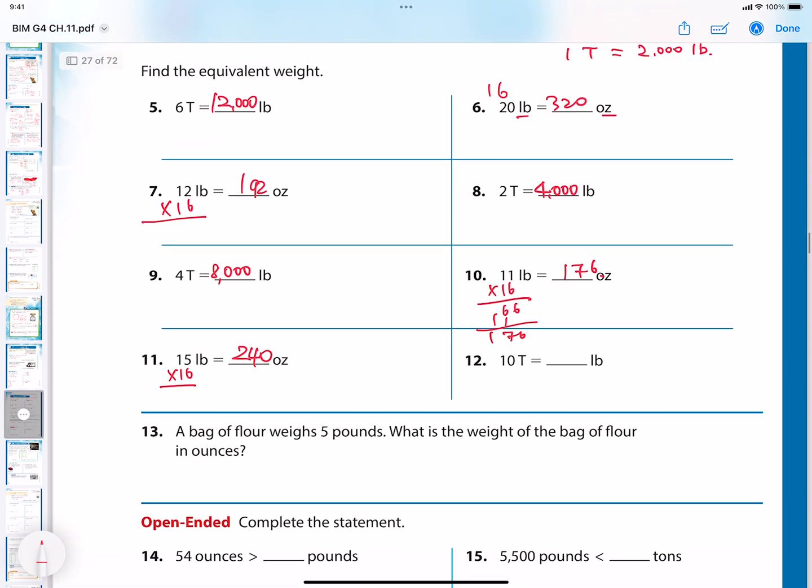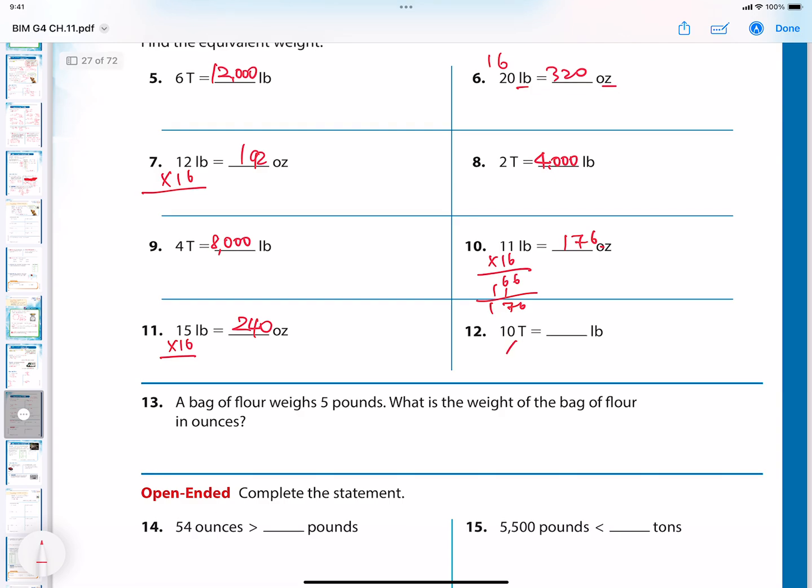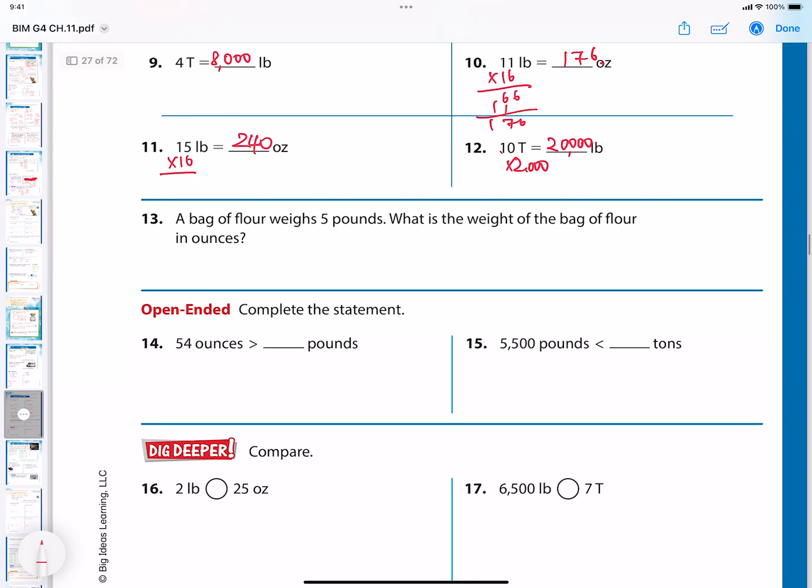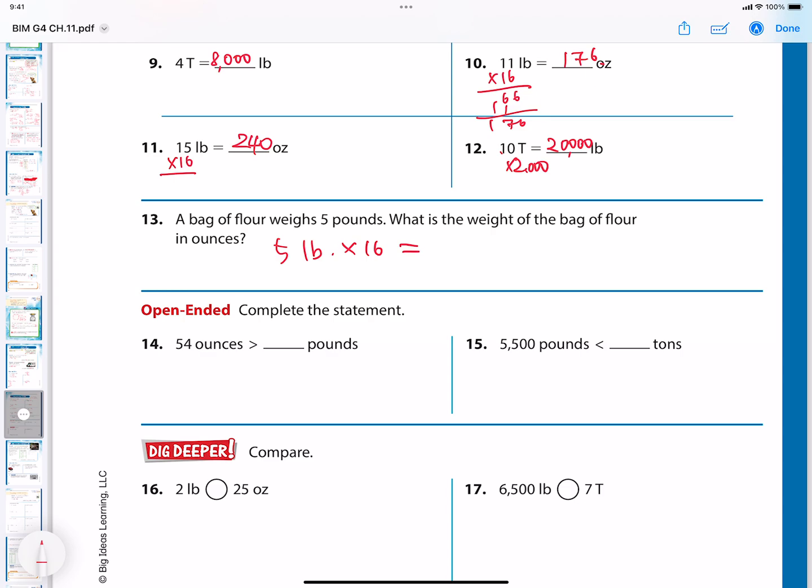All right, number 10. 10 tons to pounds. 2 times 1 is 2. And how many zeros? 1, 2, 3, 4. So 20,000 pounds. A bag of flour weighs 5 pounds. What is the weight of the bag of flour in ounces? Times 16, right? 6 times 5 is 30. Carry 3 up, and 8.